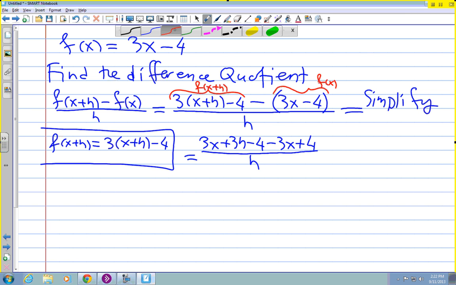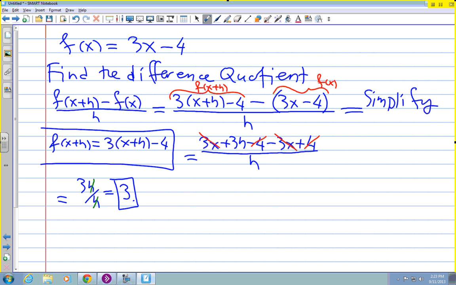Can I cross a few things out? What can I cross out? Everything except for 3h. The 3x and minus 3x cancel, and the 4 is canceled. So we're left with 3h over h. And then do you cross the h's out? Sure. Now cross the h's out, and you get 3. And that's the difference quotient of that function.